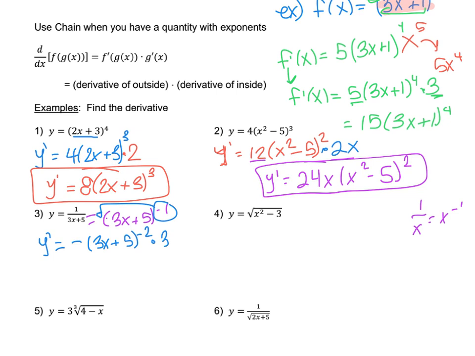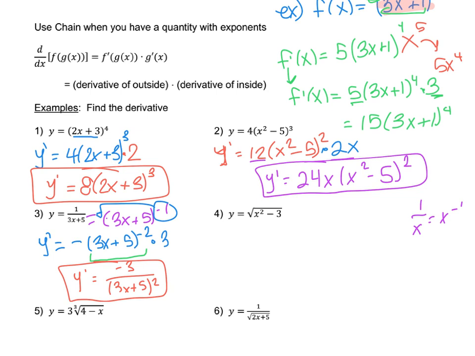Now when I simplify this, I have a couple things to remember. First of all, this whole thing is being raised to the -2. So that is all going to be in the denominator of a fraction. However, this negative and the 3 will remain in the numerator. So the final answer here would be y prime equals -3 divided by 3x plus 5 quantity squared. You would have gotten the same exact thing had you applied quotient rule. It's just nice that you have options sometimes now.